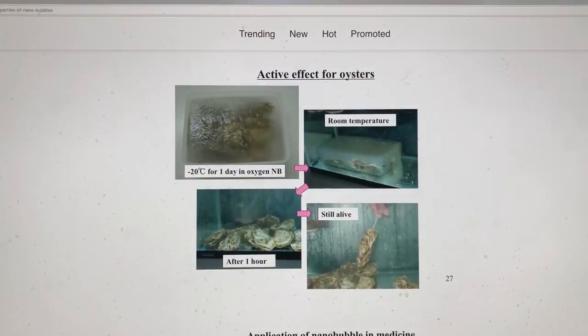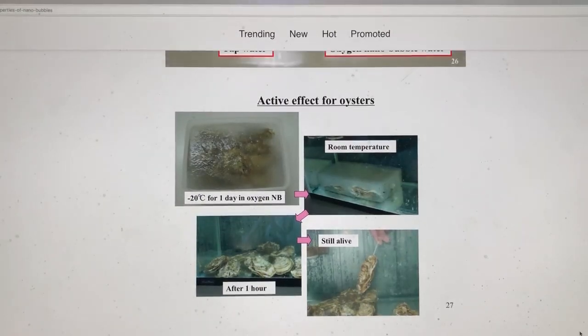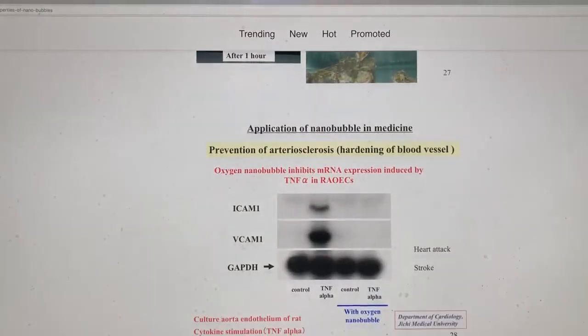That's interesting, is that they froze a bunch of oysters in ozone, might have been oxygen water actually here. And they still remained alive after thawing them out. Little Encino oysters. Hey.